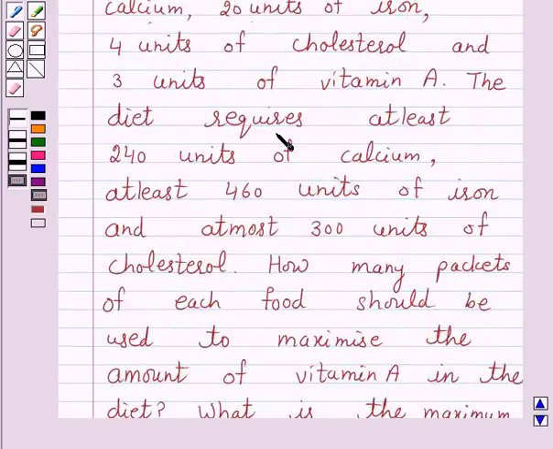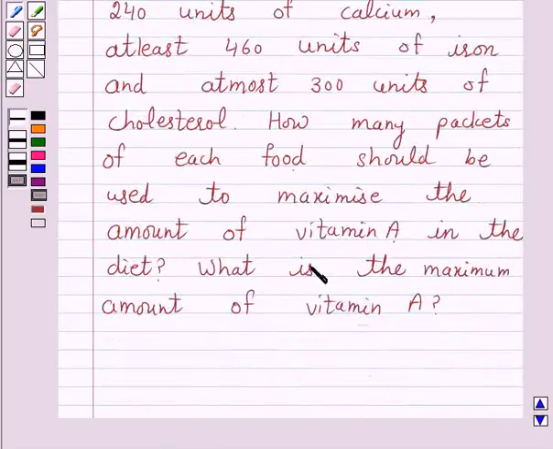The diet requires at least 240 units of calcium, at least 460 units of iron and at most 300 units of cholesterol. How many packets of each food should be used to maximize the amount of vitamin A in the diet? What is the maximum amount of vitamin A?